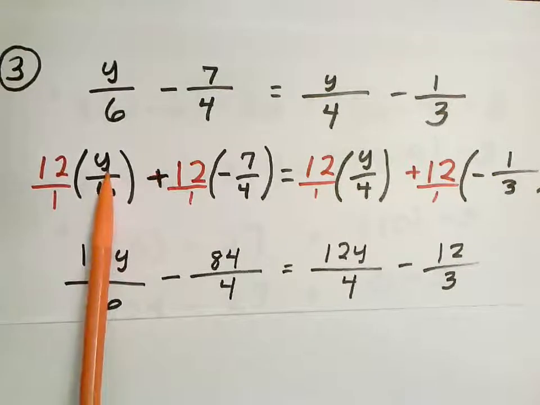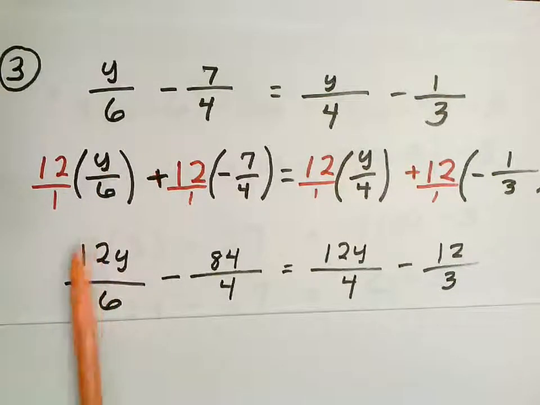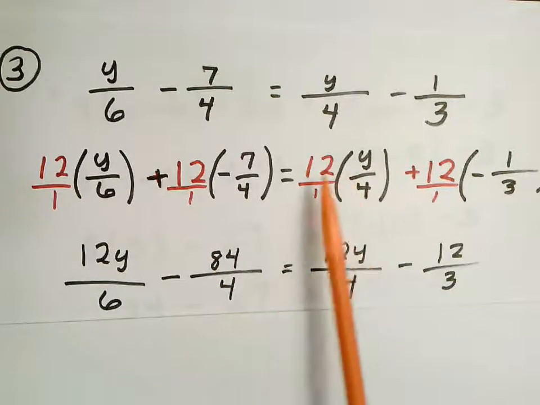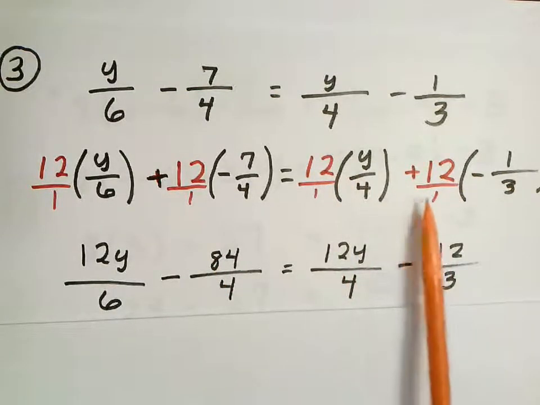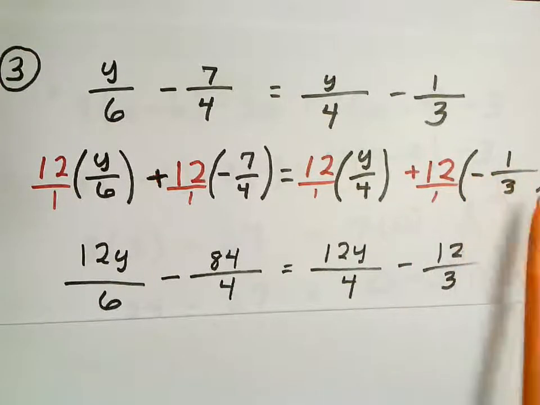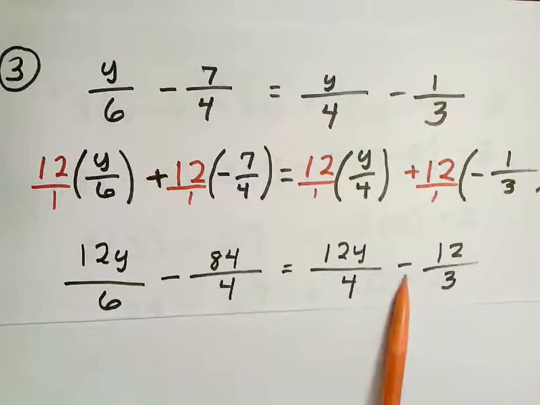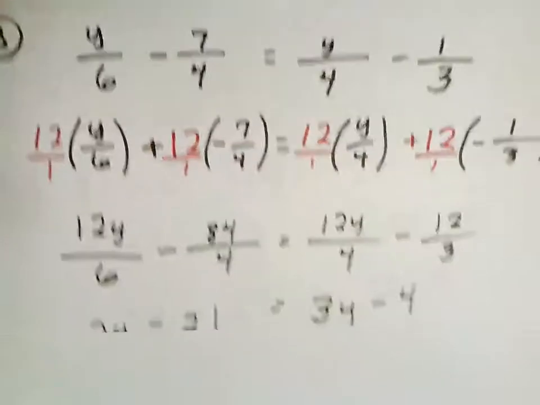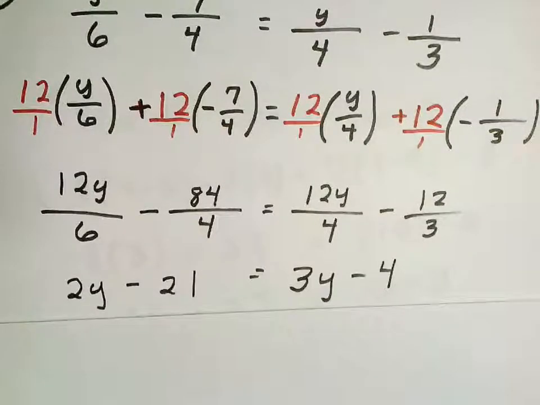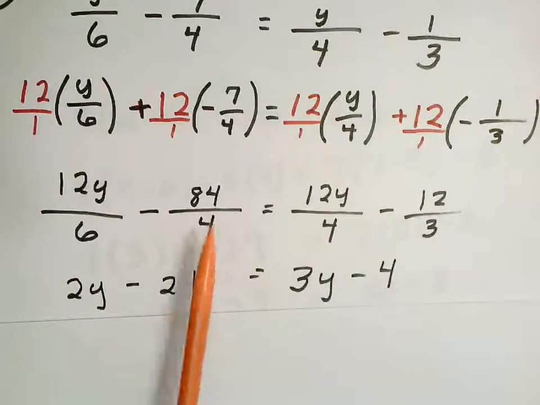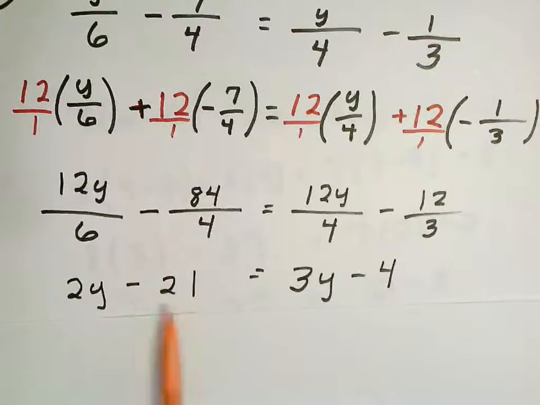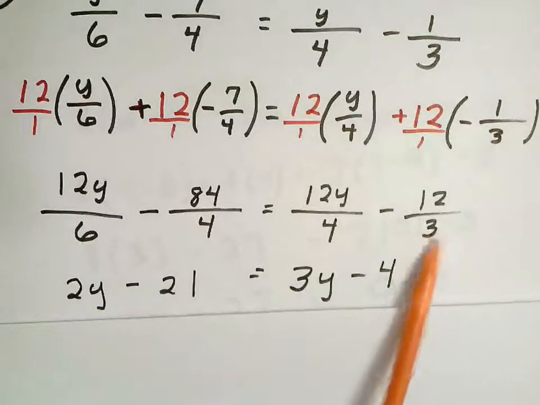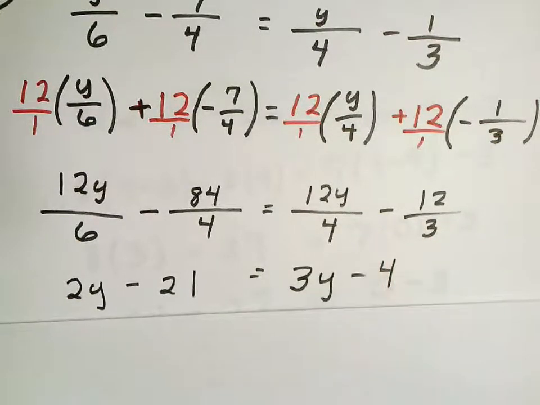So if I multiply the two numerators, I get 12y, denominator is 6. This gives us a negative 84 over 4 equals 12y over 4 plus 12 over 3. But see this negative sign, so it makes this negative 12 over 3. Then we can finish simplifying. 6 will go into 12y, 2y. 4 going into 84, 21, but you see the minus sign, so it's minus 21. 12y divided by 4 gives us 3y. 12 divided by 3 is 4, but we have the minus sign.